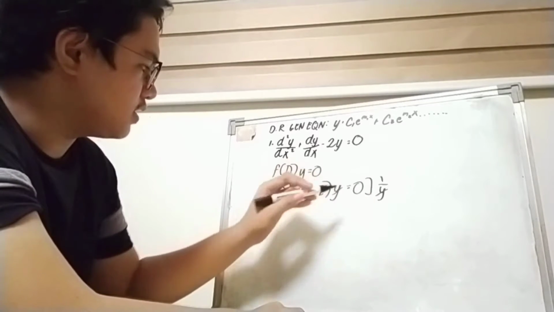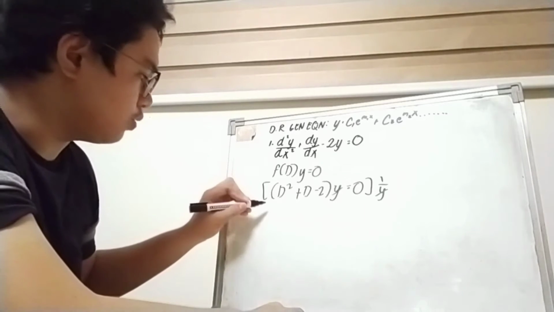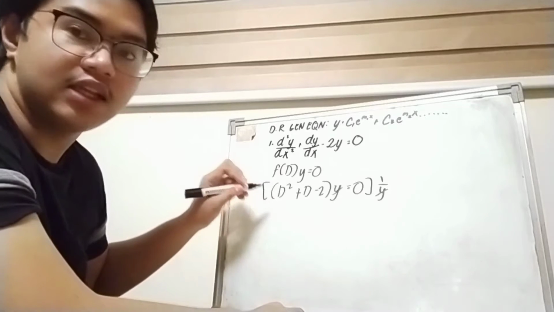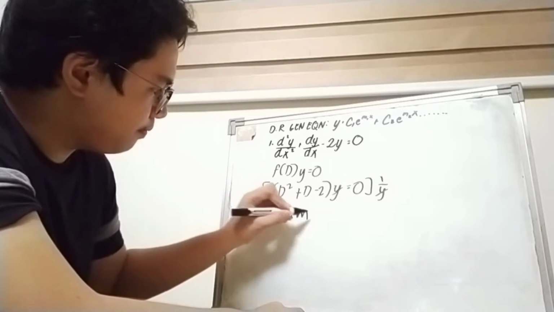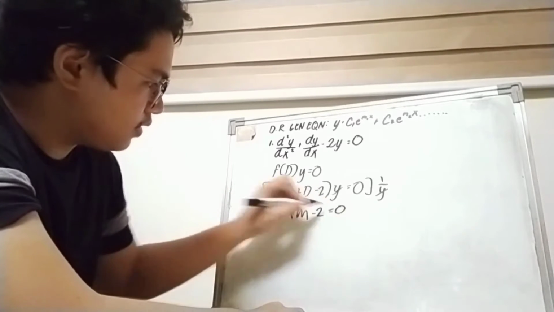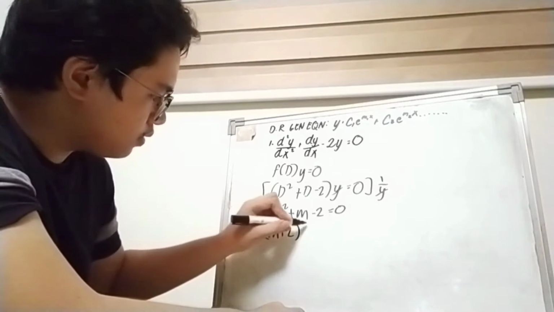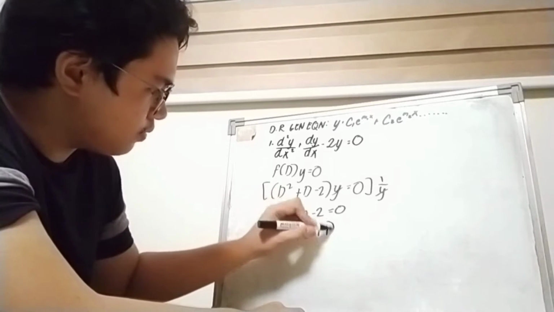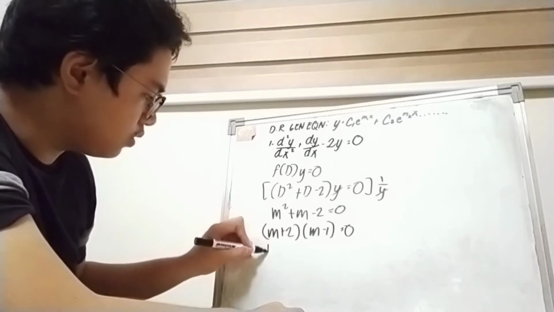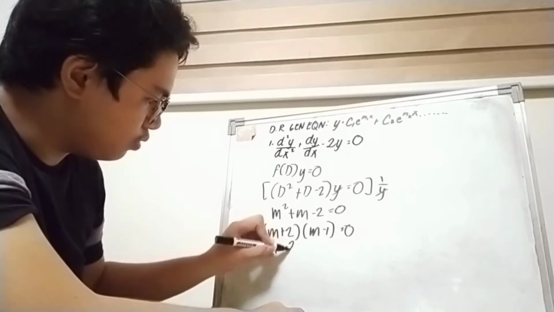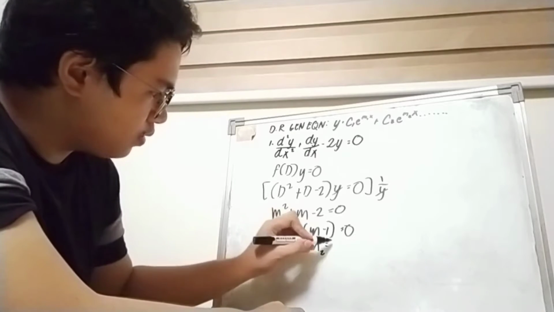0 is still 0. So, pwede natin gawing auxiliary equation para makuha natin yung mga roots. So, papalitan lang natin ng m yung mga d. m squared plus m minus 2 is equal to 0. Factor out: m plus 2 times m minus 1 is equal to 0. Equate natin both factors into 0. m sub 1 is negative 2 at m sub 2 is positive 1.